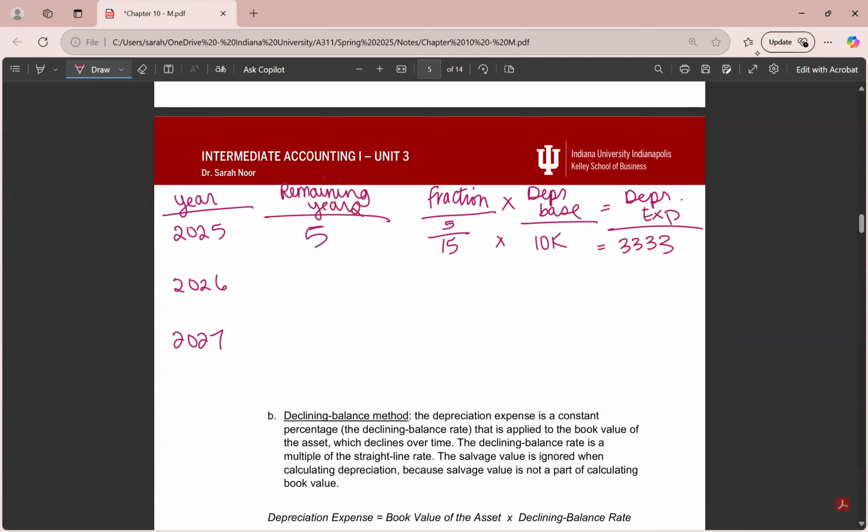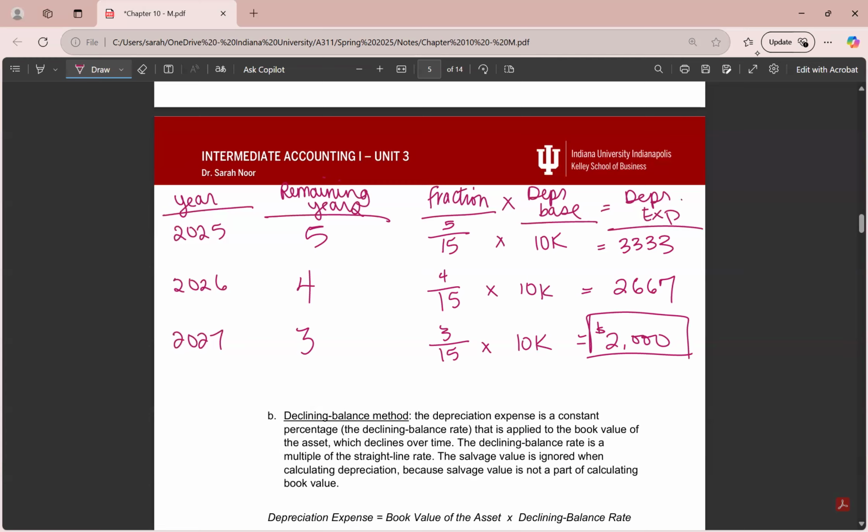In 2026, we only have 4 years left because 1 year has already passed. So our fraction is 4 divided by 15 times the $10,000 base, which gives us 2667. And then lastly, we have 2027 where there are 3 years left. Our fraction is 3 over 15 times the 10,000 base, which gives us $2,000 of depreciation in that year.